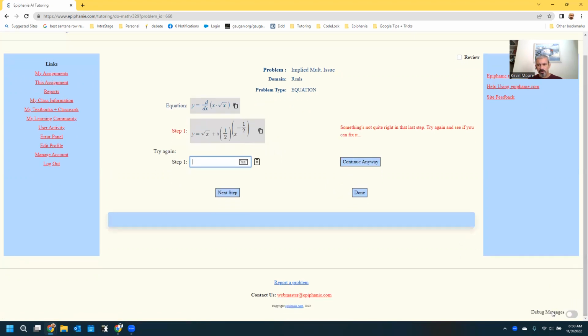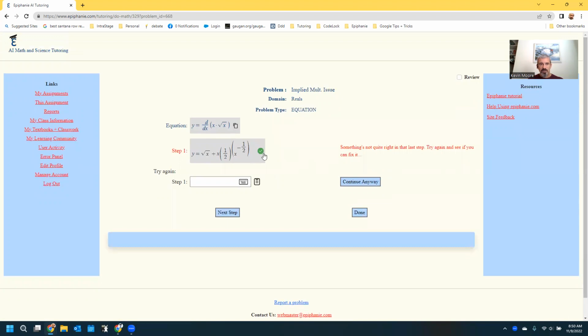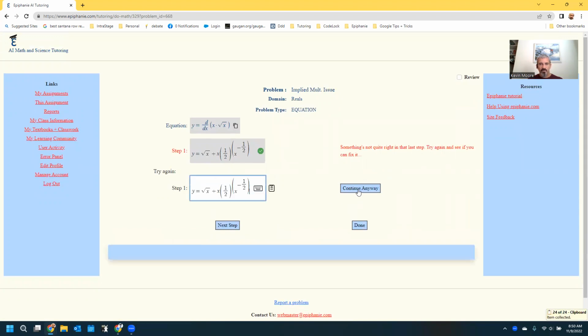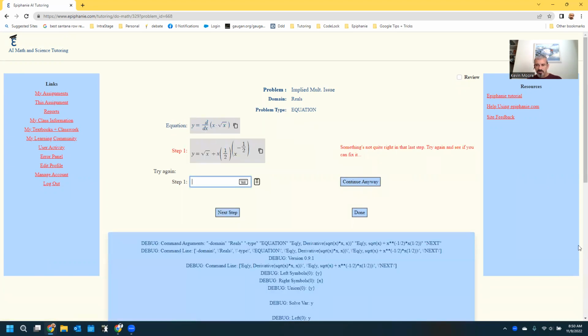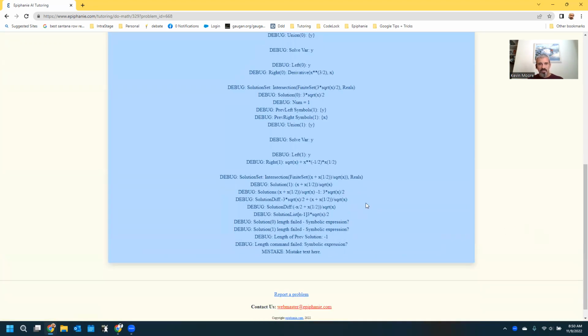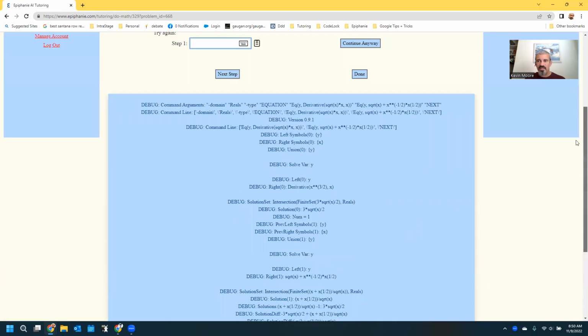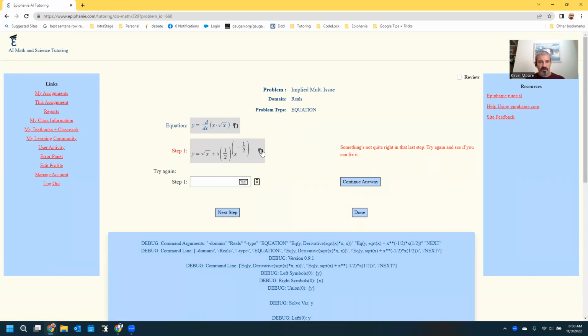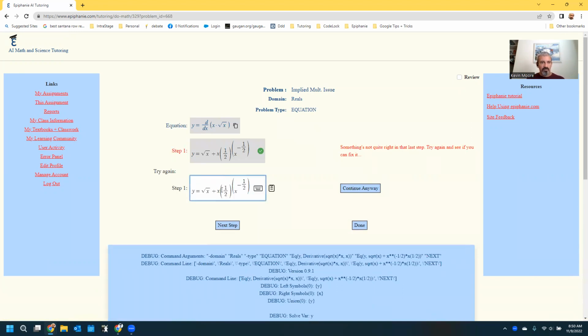If I were to look under the hood at the debug messages, it's actually doing the right thing. And it is calculating the right answer. It just doesn't recognize here that these two things are equal to each other. And that's something we've got to work on. We're trying to fix it. All you have to do to make this work in this case is just put a times symbol in between, and this will work properly.